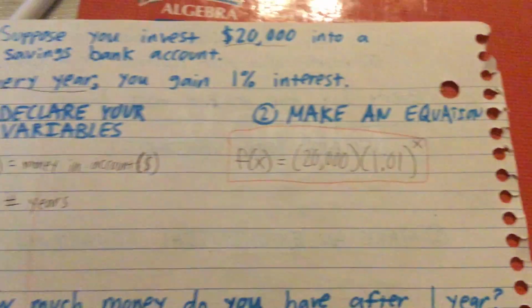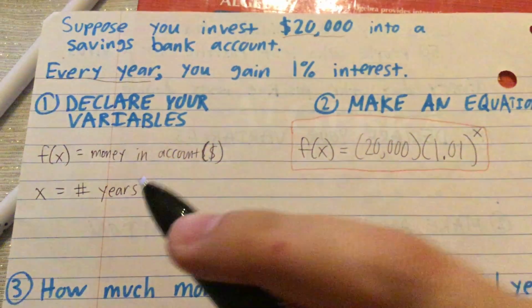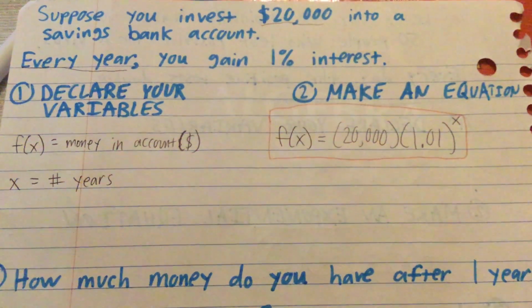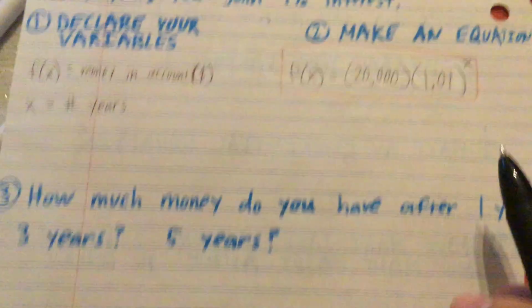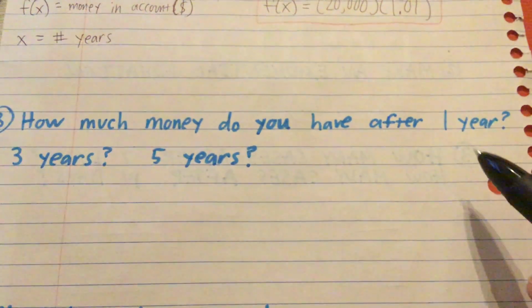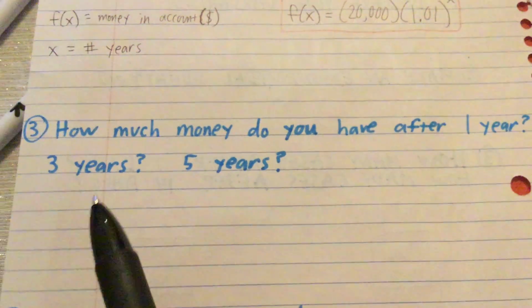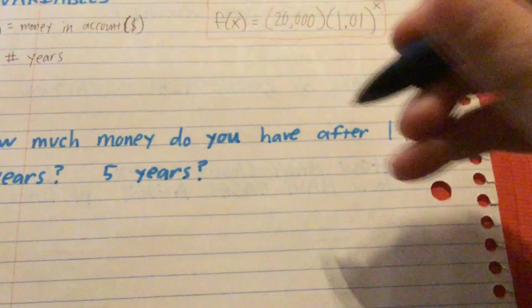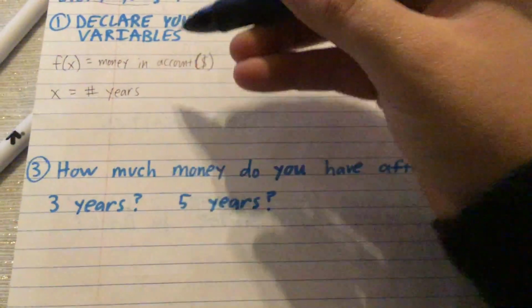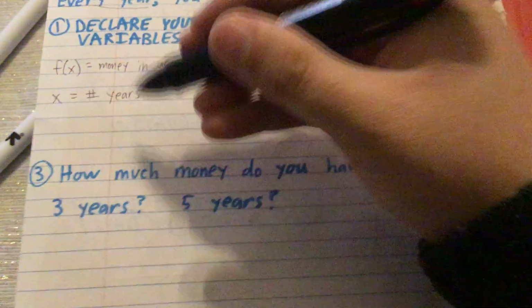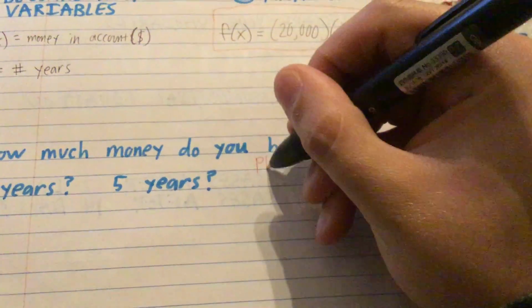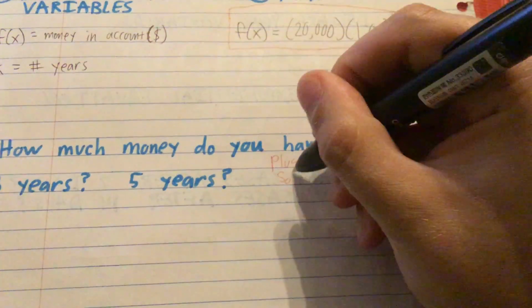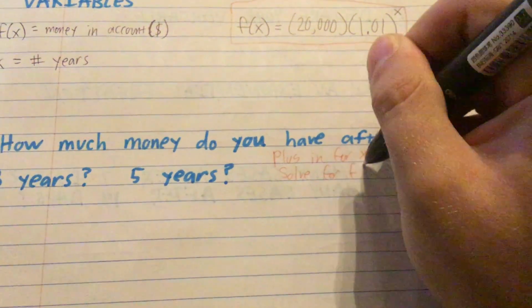So that's going to be the equation that's going to help us out for the remainder of this video. Now that we know that the money in your account depends on the number of years, we make an equation based on this information: 20,000 times 1.01 to the x power. How much money do you have in your account after 1 year? After 3 years? After 5 years? All these tell me how much money. I don't know. How many years? Oh, I do know that. In other words, plug in for x, solve for f of x.